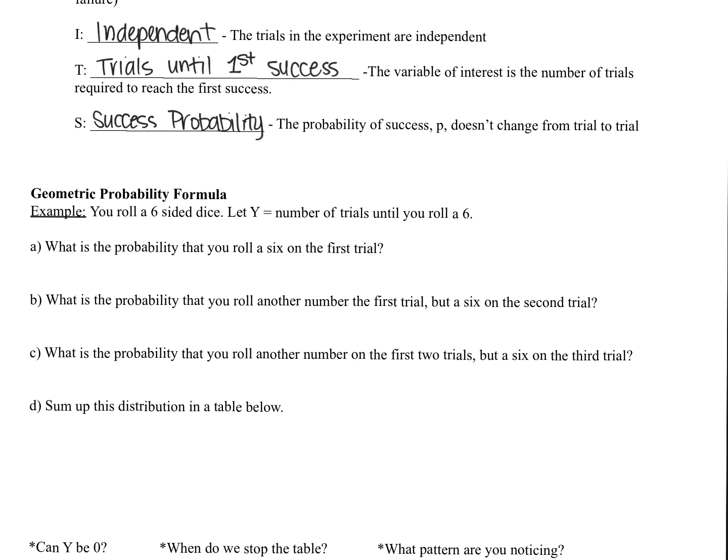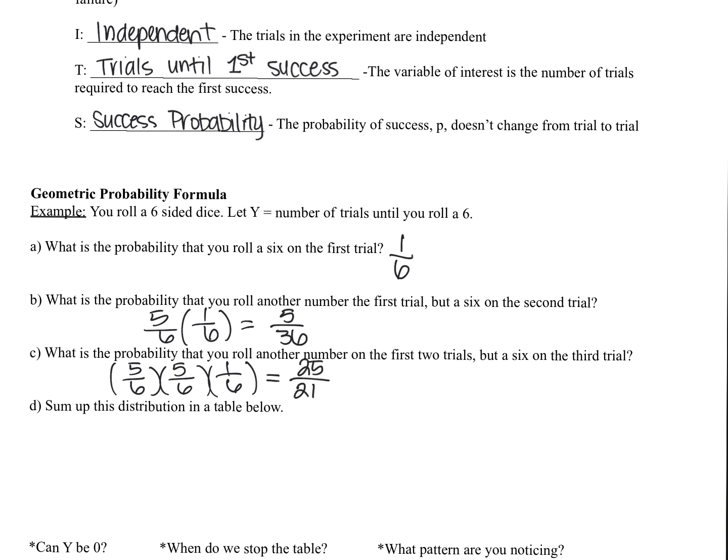So when we're talking about the formula, we're going to use an example where you roll a 6-sided dice. Y is the number of trials until you roll a 6. The probability you roll a 6 on the first trial is pretty straightforward: 1 out of 6. But what's the probability that you roll another number on the first trial, but a 6 on the second trial? Any other number, there are 5 of them. So 5 out of 6 times 1 out of 6, which is 5 out of 36. Probability that you roll another number on the first 2 trials, but a 6 on the third trial: 5 out of 6 times 5 out of 6 times 1 out of 6. So that's 25 over 216.